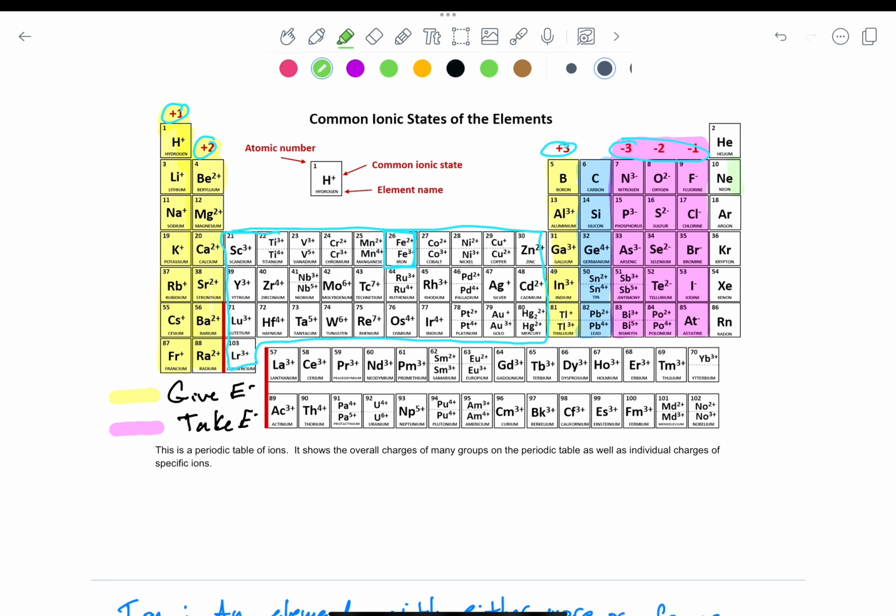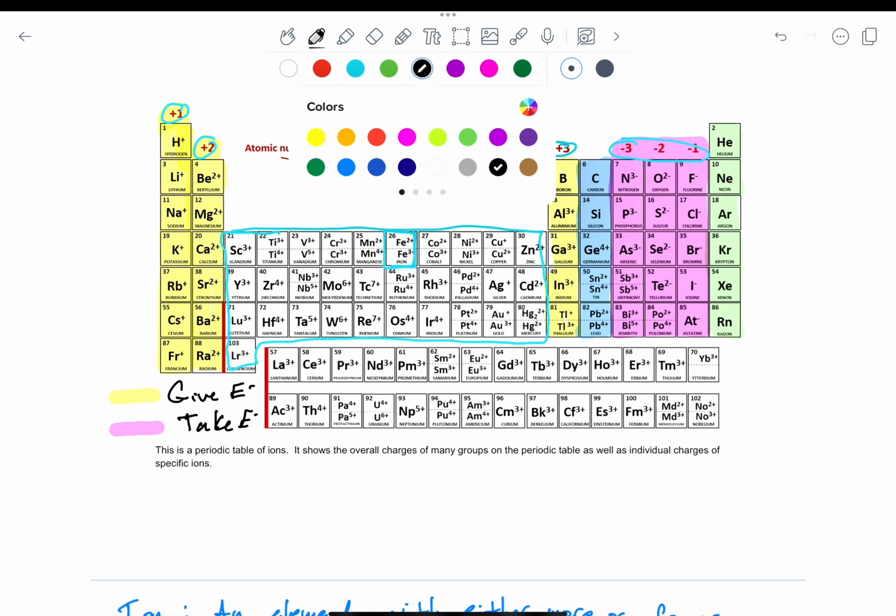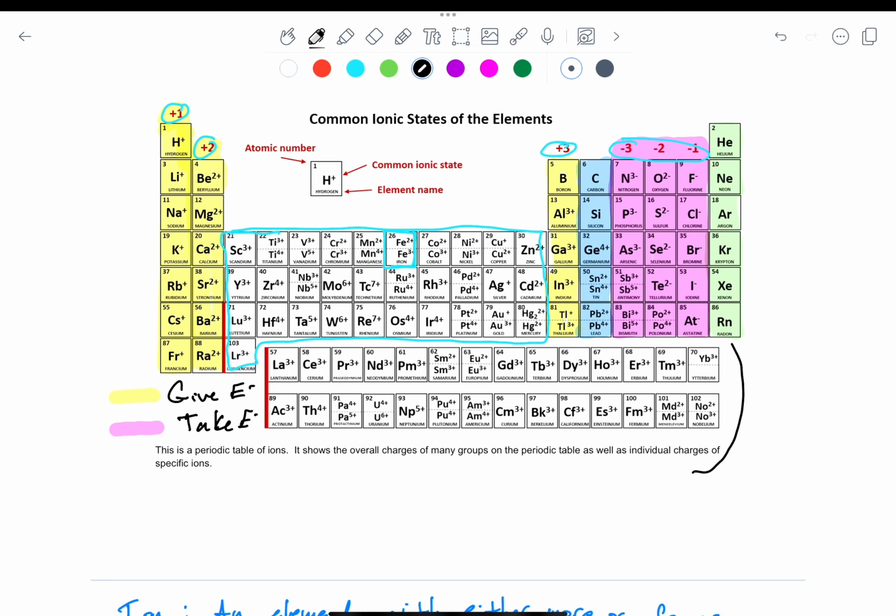Now, the one that doesn't really do anything is this last group here. I'm going to put that in green. These are your noble gases. These noble gases, you guys, they're not giving electrons. They're not taking electrons. They have a full valence, so nothing's going to happen with these. They're non-reactive. And I'm just going to put a little note right there: full valence, and those elements aren't going to do anything. So that's what that means right there.